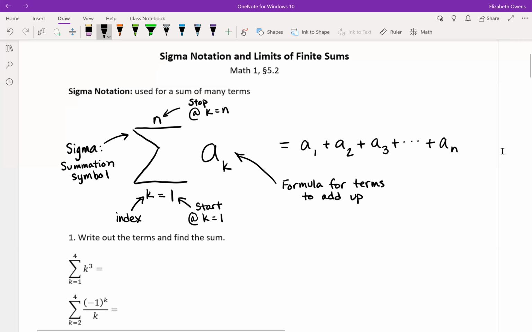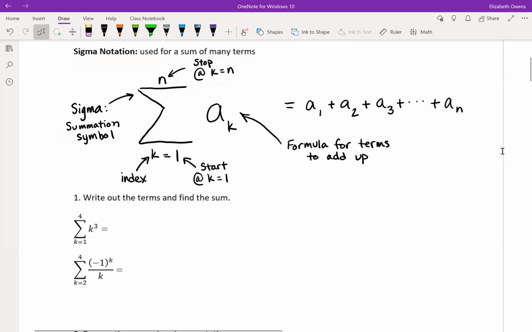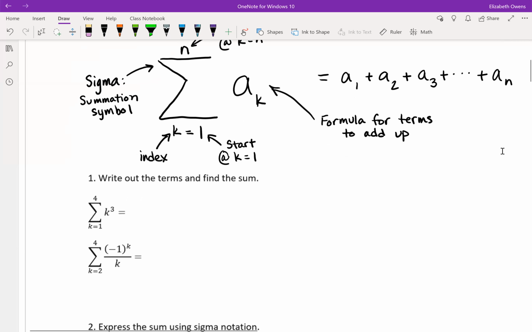Okay, so for a couple quick examples here, problem number 1, we're going to write out the terms and find the sum for these two sigma notations. We'll just focus on the first one here. This is the summation from k equals 1 to 4 of k cubed. That's our formula right there. That, by the way, is how you would read one of these: the summation from k equals 1 to 4 of k cubed.